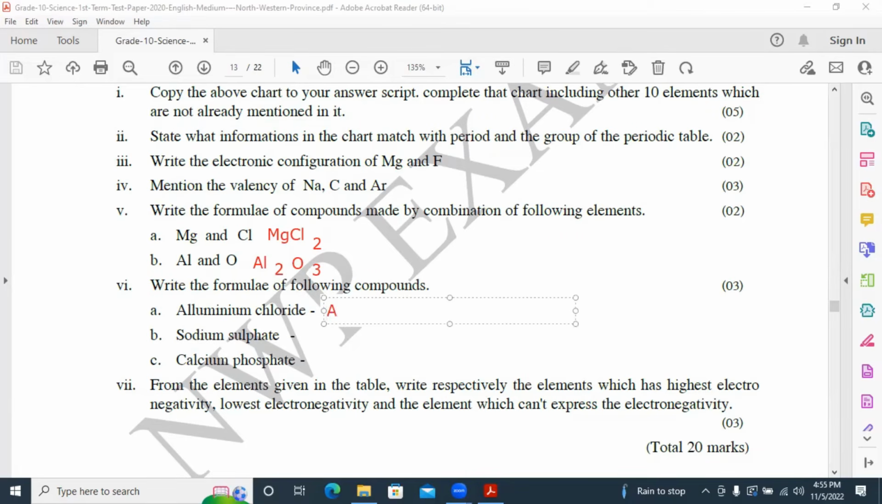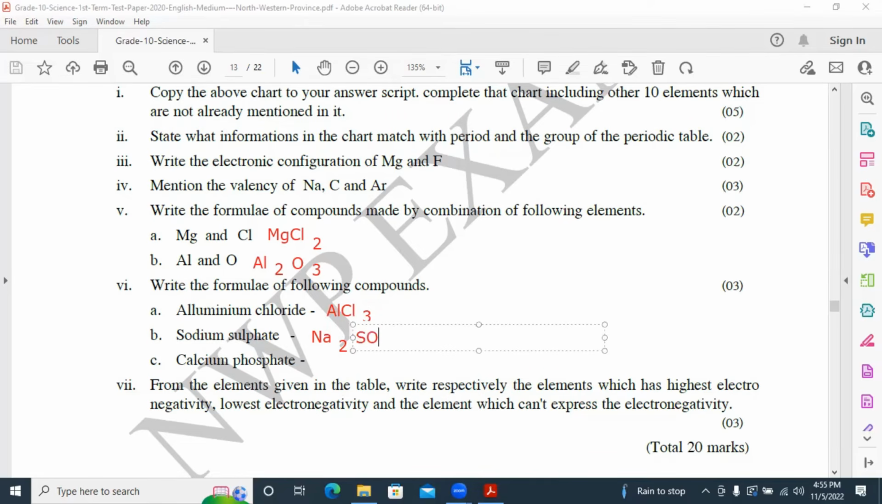Write the formula for the following compounds. Aluminium chloride. Aluminium, the valency is 3, it goes to the chlorine. Chlorine, the valency is 1, we are not putting the number 1. Sodium sulfate, sodium Na, its valency is 1 and the sulfate valency is 2, it goes near to the sodium.